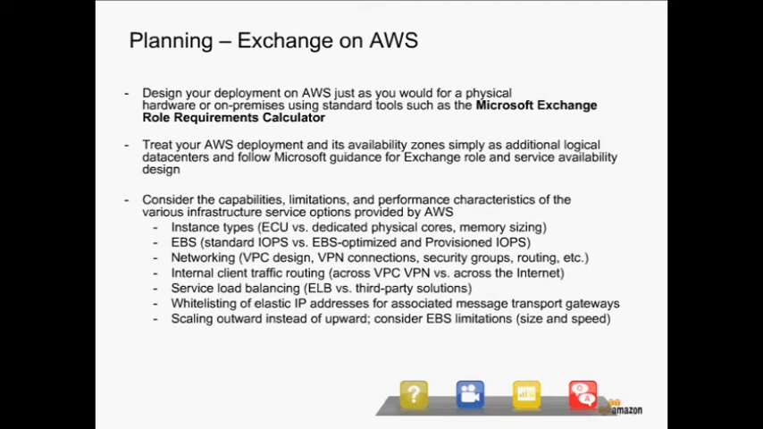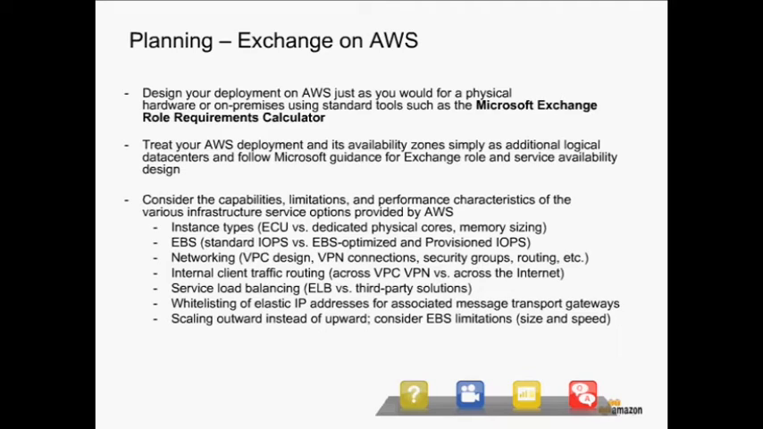In this case, you just go through the Microsoft Role Requirements Calculator, develop your candidate design for your anticipated user workload and usage scenarios. Then you take a look at what AWS has to offer as far as the instance types, the network services and such within VPC, and you treat your availability zones as separate logical data centers. And you use the different services that are available to spread your workload across those availability zones to insulate them from a single data center failure.